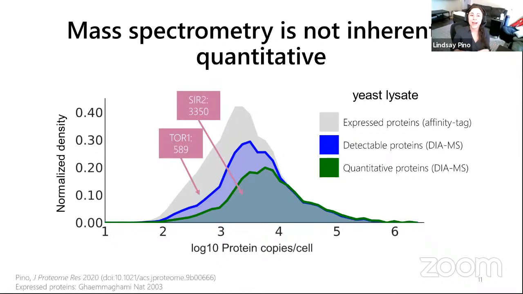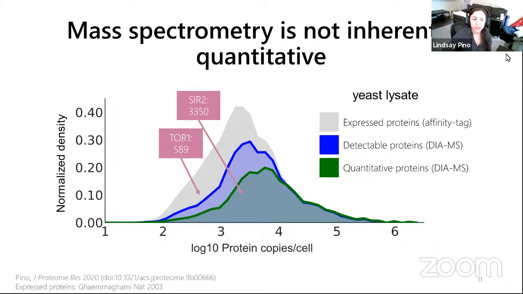So here I'm just pointing out 2 particular proteins that are of a lot of biological interest, a target of rapamycin (TOR) protein and a sirtuin, SIR2. You can see that these proteins, very, very important biologically, fall on the bottom half of this abundance profile. So these are super important proteins, but maybe hard for us to see.